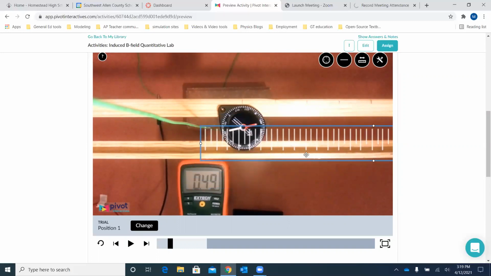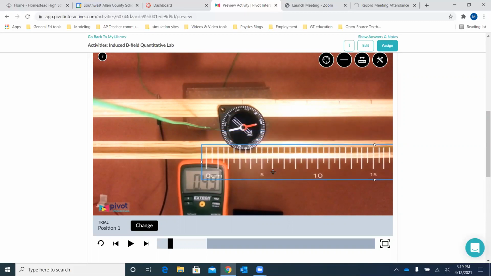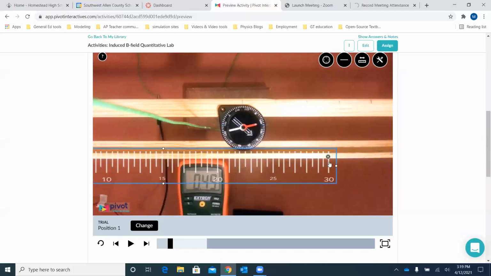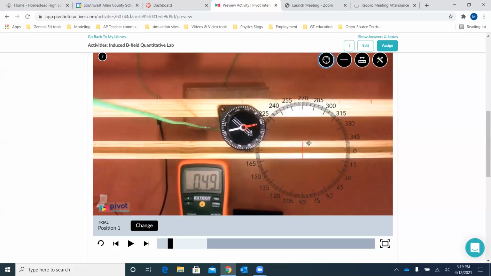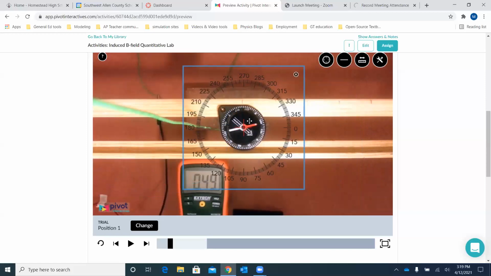So let's see, it's kind of hard to see the numbers. So here's 5. So every one of these is a half a centimeter. Each one of those little lines is a half centimeter. So it looks like there's 1, 2, 3, looks like it may be about 3.5 centimeters away. So I can use this tool to measure out the distance away. And then right here is a compass, and so I can put the compass on here and I can figure out how much it rotated.